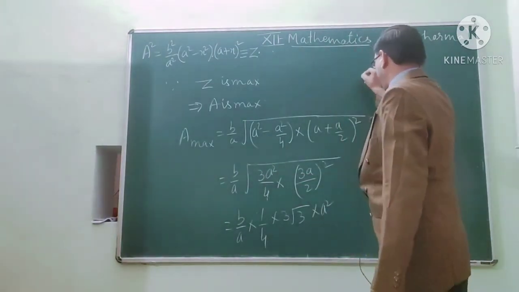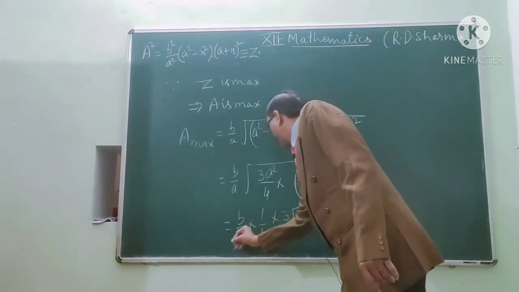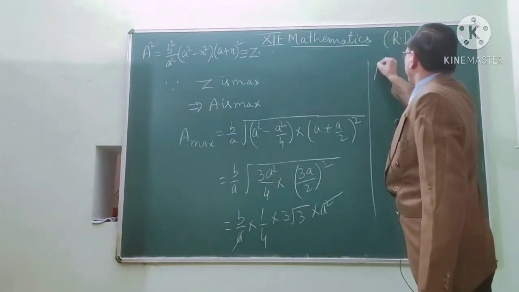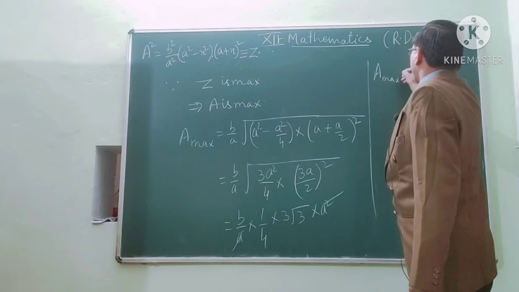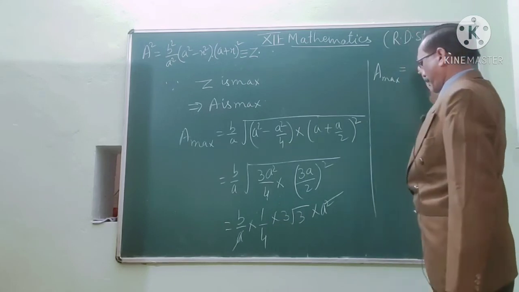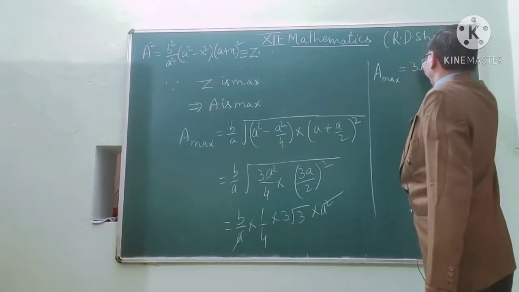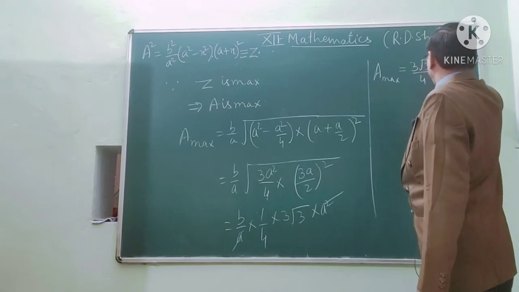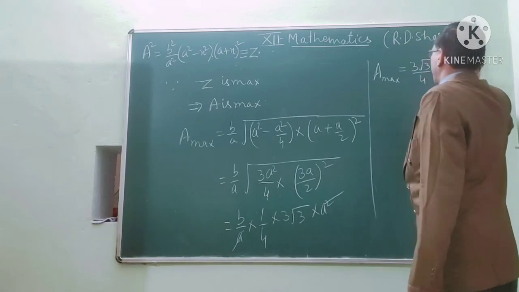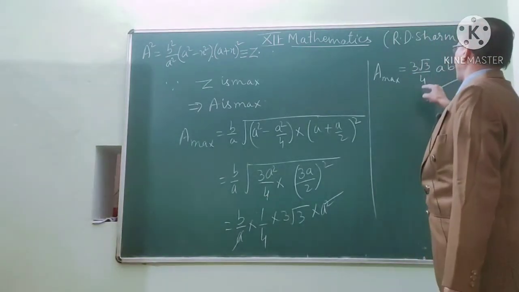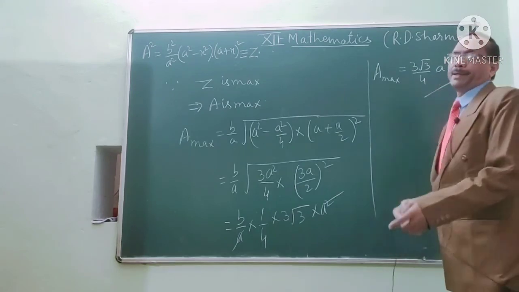So for the maximum area, one a cancels out. The maximum area is equal to 3 root 3 by 4 into ab. Maximum area is 3 root 3 by 4 into ab.